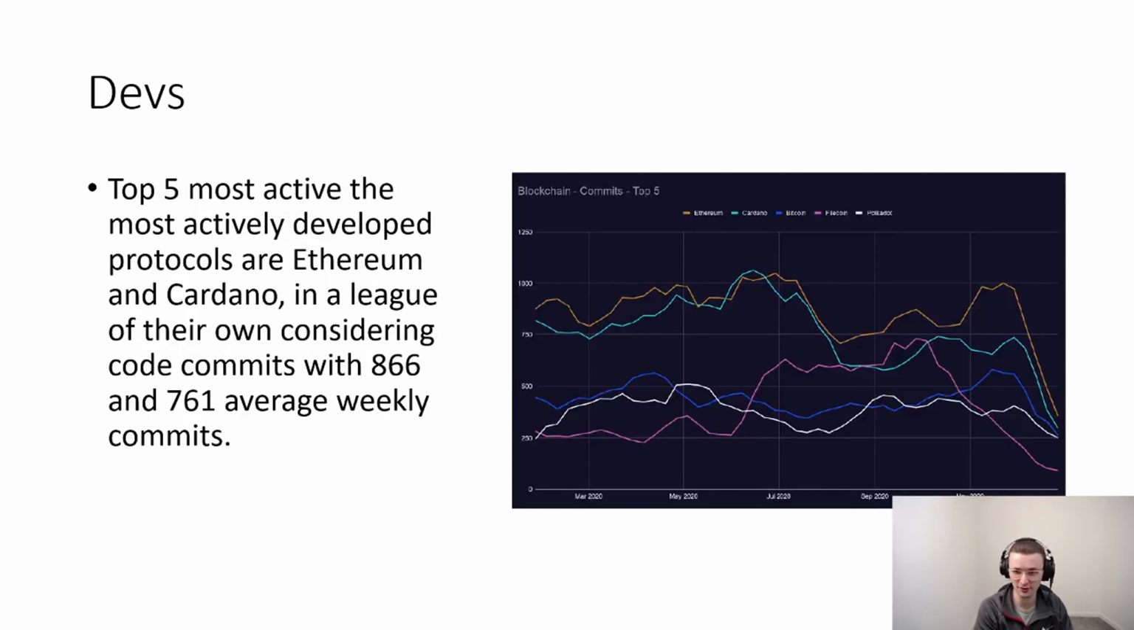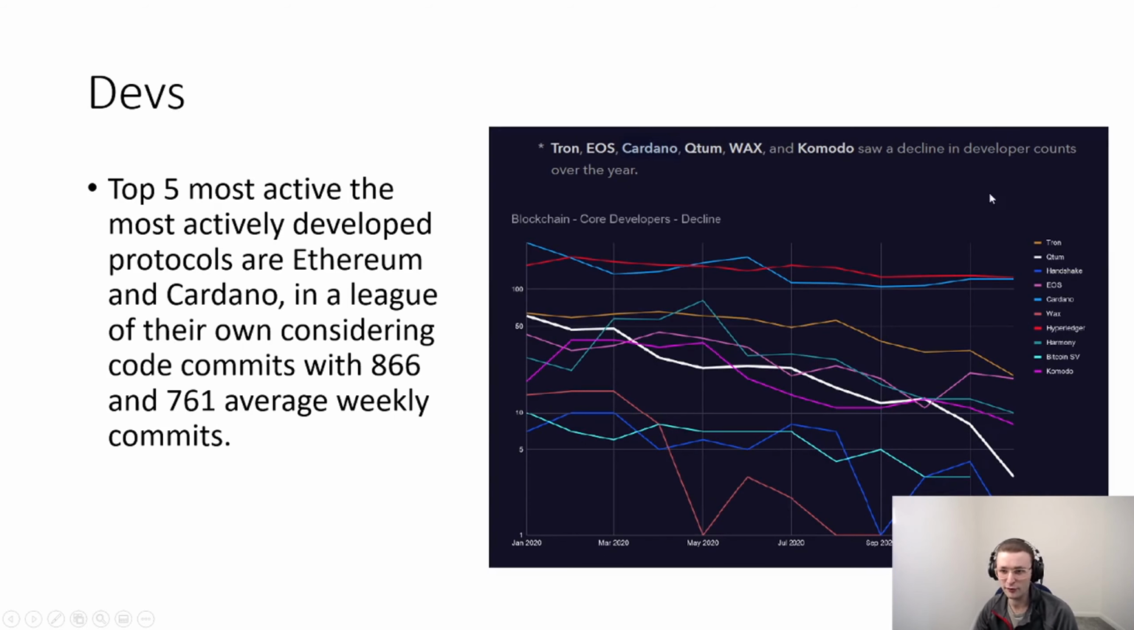Yes, a bit of positive news on the development front. Cardano is up there with 761 average weekly commits. This is from a more recent analysis done by Outlier Ventures. I'll leave a link to the report below, of 2020 as a whole. As you can see, Cardano is the second most active. In terms of core development, we have seen a slow decline in Cardano, this time the blue line, but it's relatively stable compared to some of these other ones that are losing stuff. So not much really to take from there.